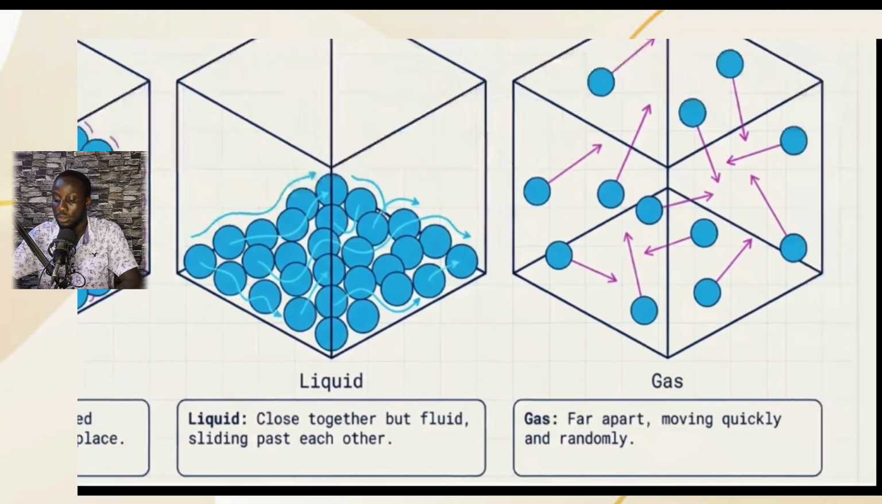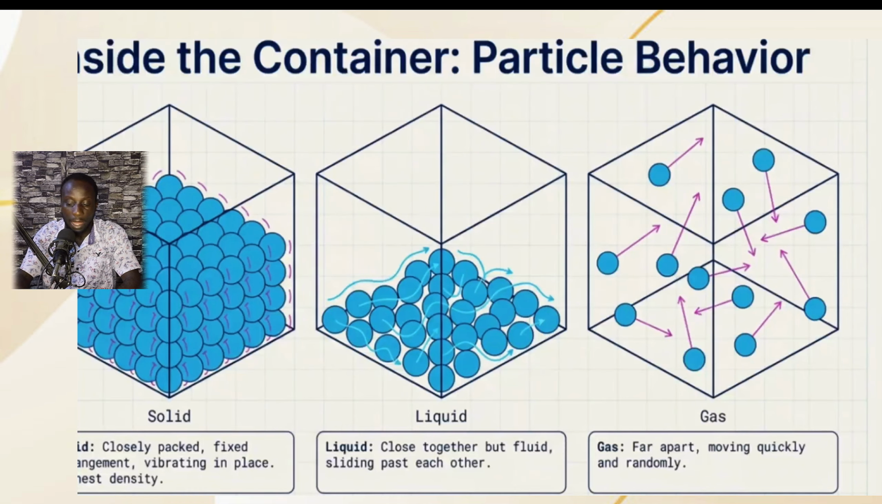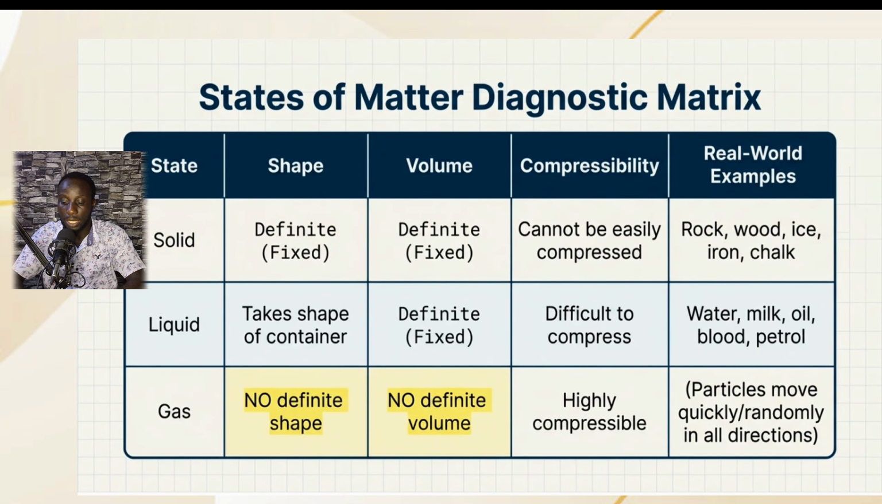And then if you take gas, the particles are far apart. They move quickly and randomly. You can see the particles far away. That's why they move haphazardly, in any way. So this is matter in terms of shape, volume, compressibility, and real world examples.